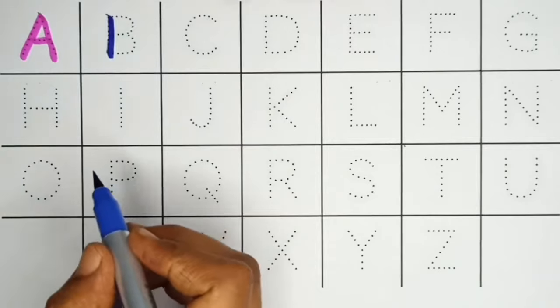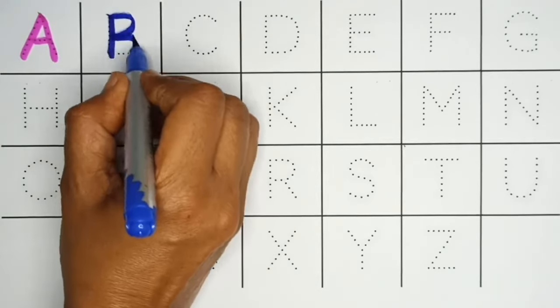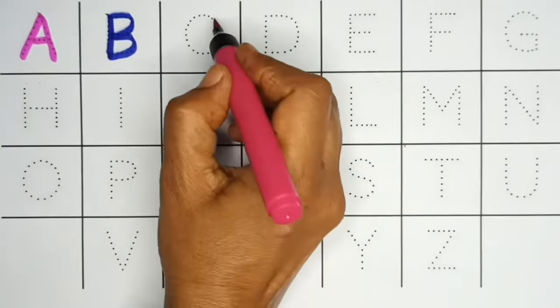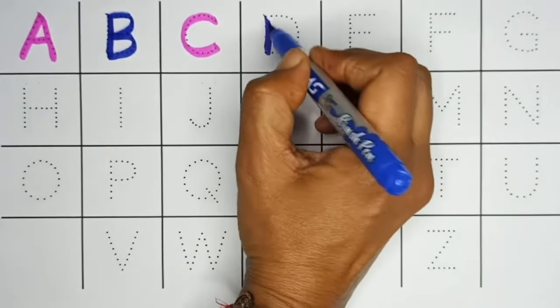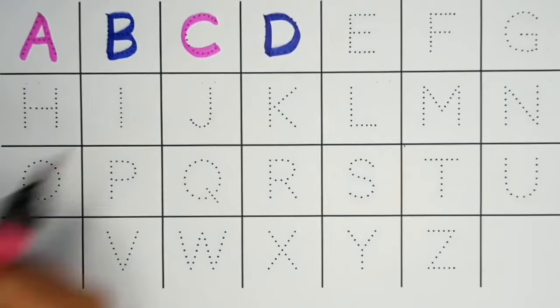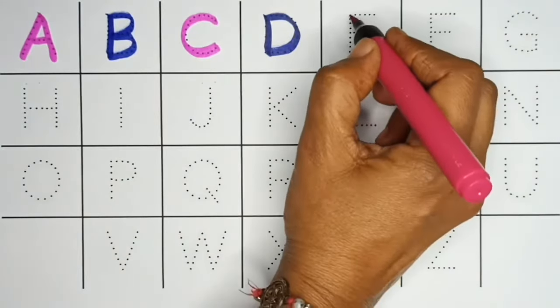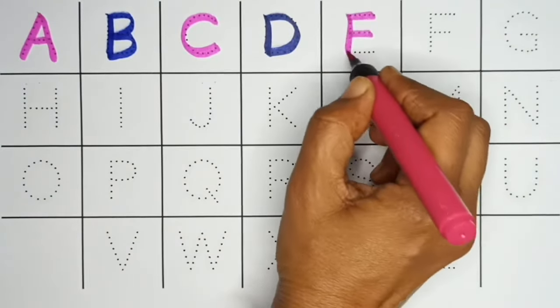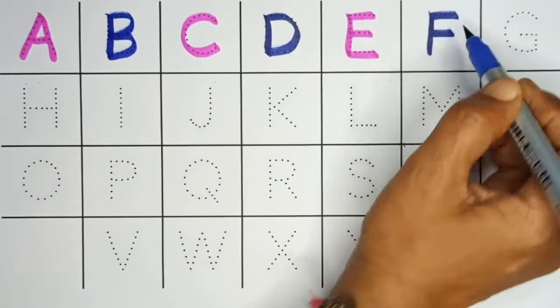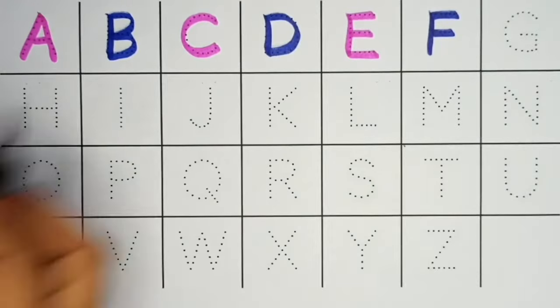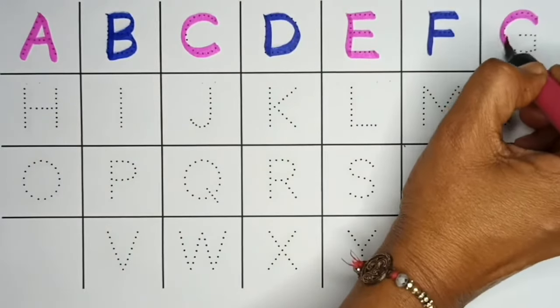B. B for ball. C. C for cat. D. D for dog. E. E for elephant. F. F for fish. G.